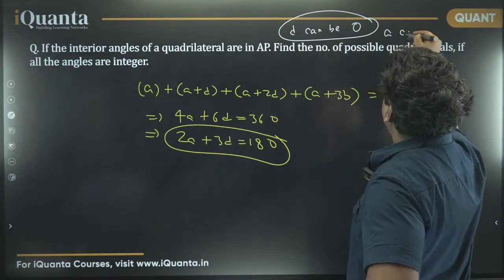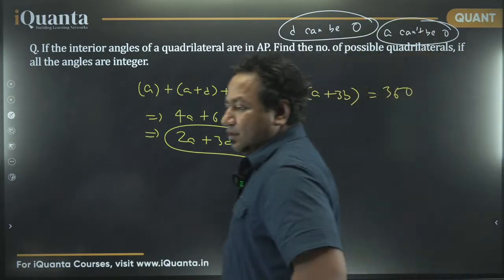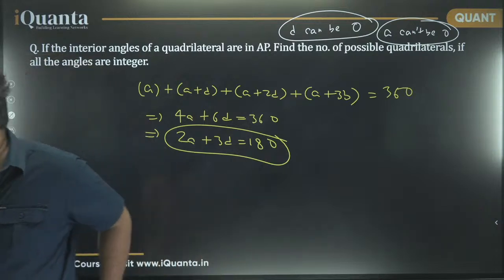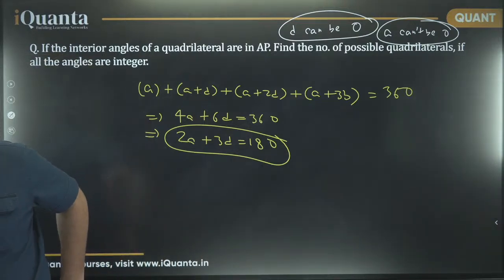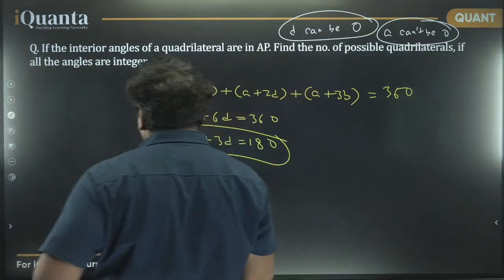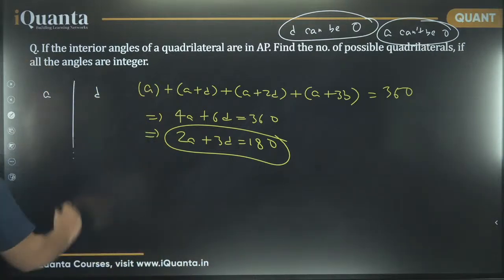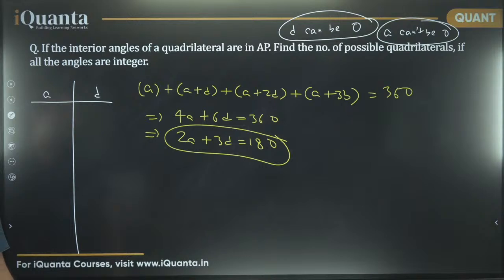But A can't be 0. A means the first term can't be 0. How many of you knew that? Those who don't know it, just note it down. This is something which can actually make or break a question, right? Okay, we have this. Now what to do? A and D, we have this. D can be 0, A can't be 0. Let's take D as 0. So A will be 90. Is that fine?